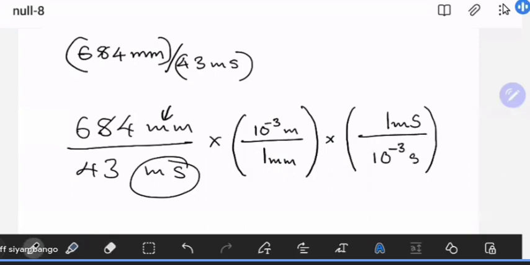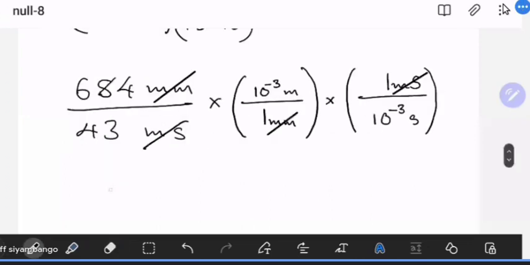The best thing about this is that the milli from the top will cancel with the milli from the bottom. It's already in that form, meter per second, but the milli will cancel. That's too much of a shortcut, but some people can do it. The standard way is that the milli will cancel with milli, the millimeter with the millimeter, and the millisecond with the millisecond.